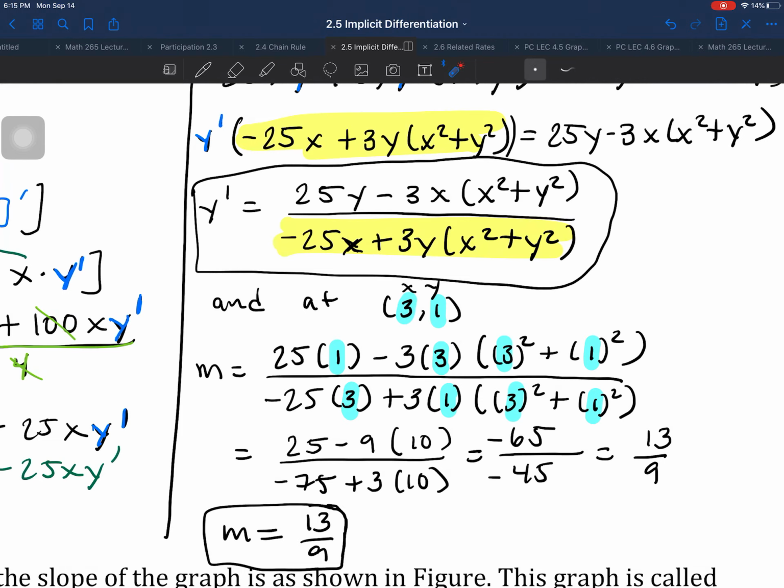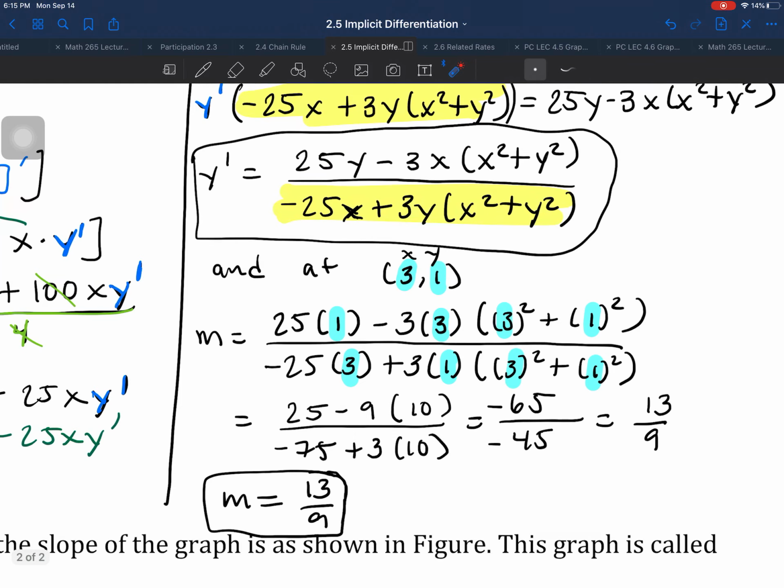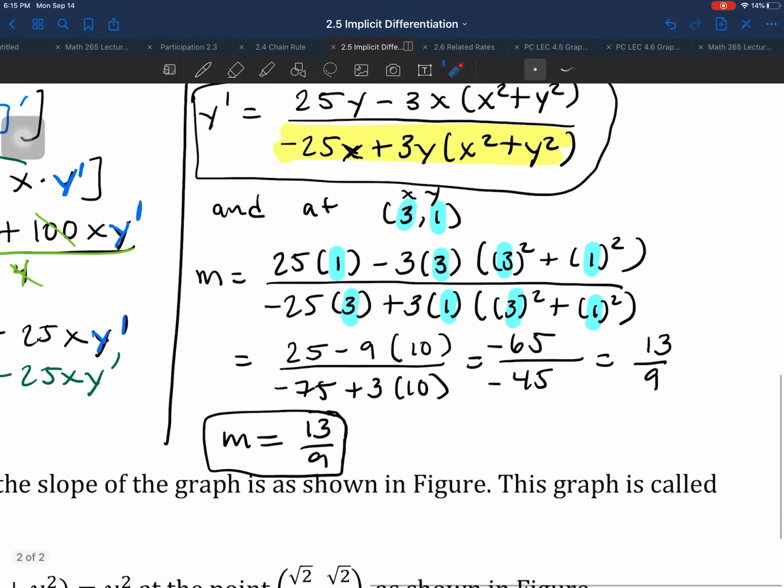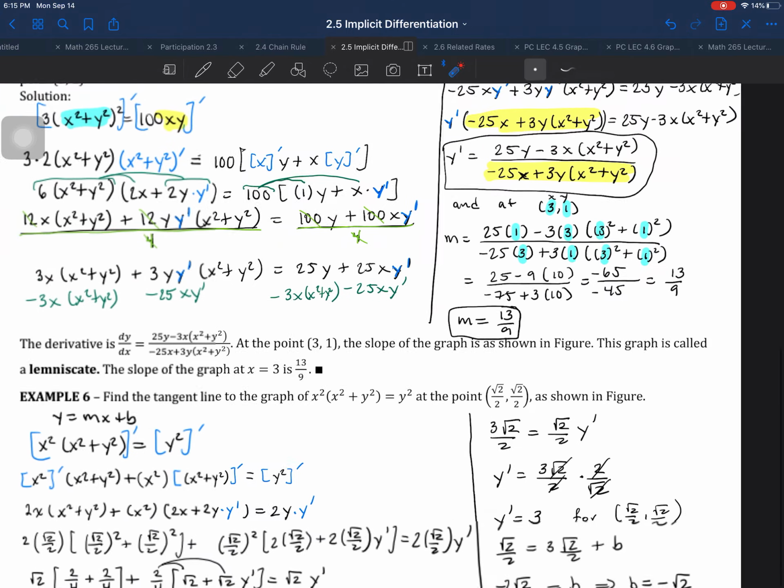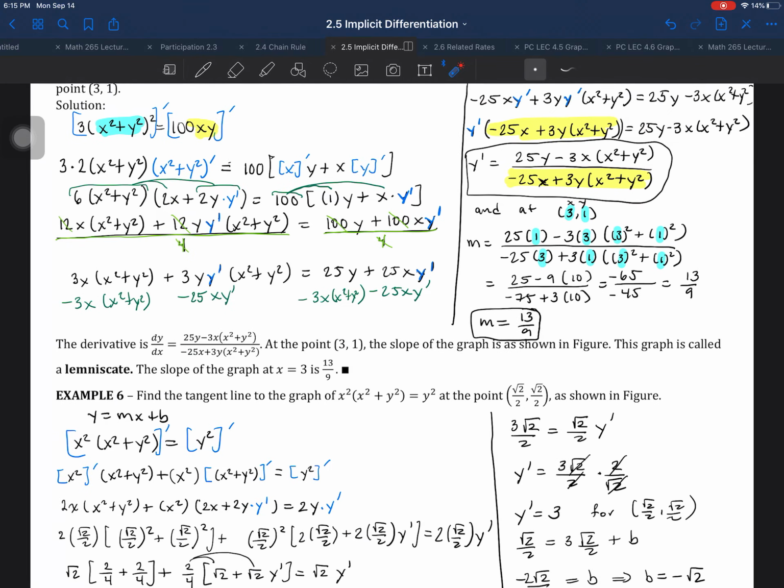Why? Because that's the derivative. Derivative relates to the slope of the point. So if you do that, then you should be getting 13 over 9. Right. So do you guys see how the algebra is very important in this problem? It's actually where most of the students will get lost.